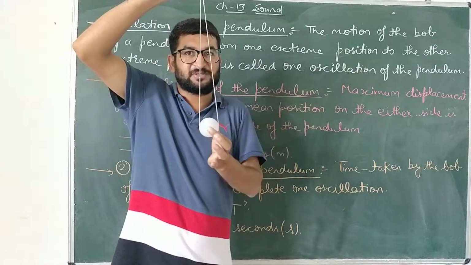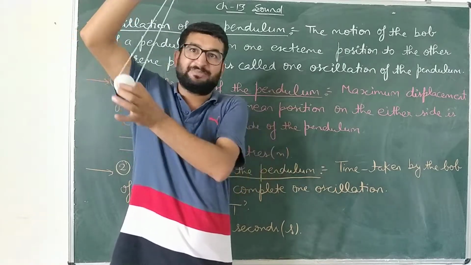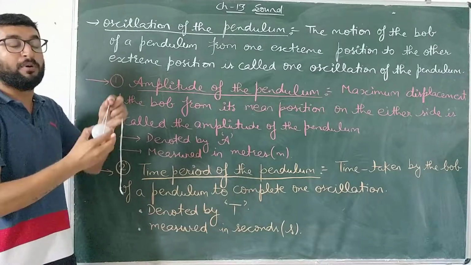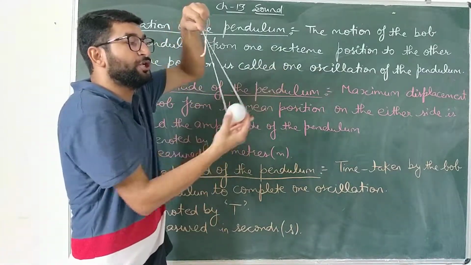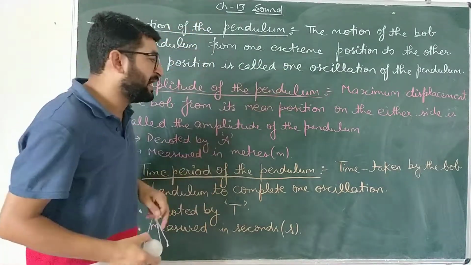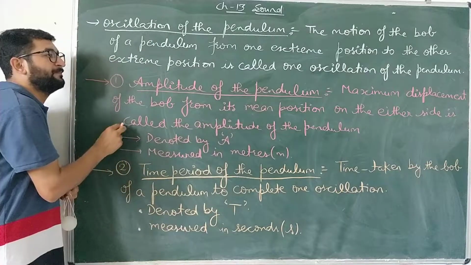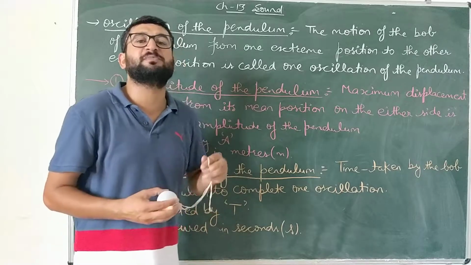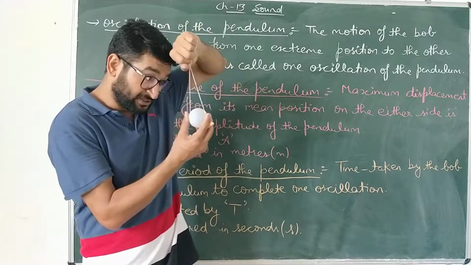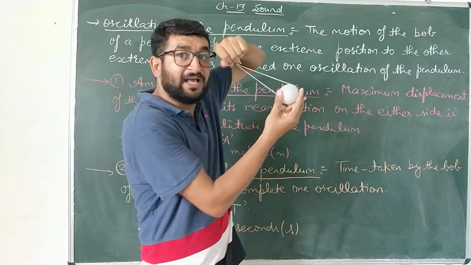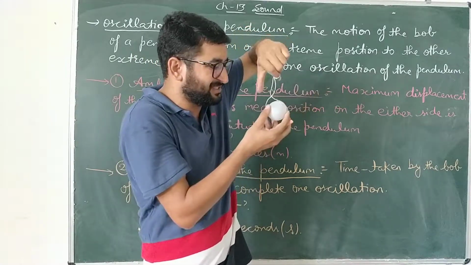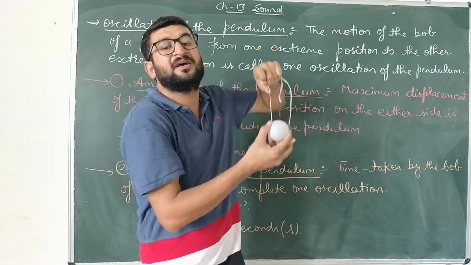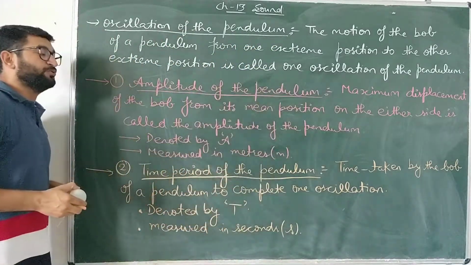This maximum displacement on either side, किसी भी side पर हो सकता है बच्चे को. That maximum displacement of the bob from its mean position to extreme, that is known as amplitude of the pendulum. So, what is amplitude? The maximum displacement of the bob from its mean position to extreme position. That distance, यहाँ से यहाँ तक का जो distance है, that is known as amplitude.